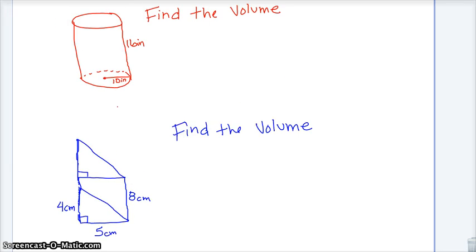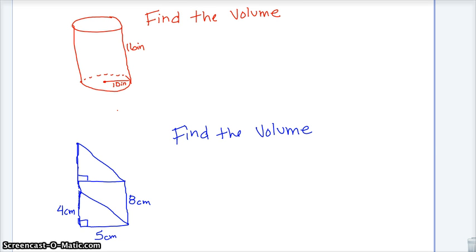Look at these wonderfully drawn prisms and cylinders. Let's first take a look at the cylinder. I'm given a cylinder with a base radius of 10 and a height of 16. My volume formula is the area of the base times the height. I remember that my area formula for a circle is pi times the radius squared times the height. So plugging in what I know, my radius is 10, so pi times 10 squared times the height, which is 16. And now I just need to simplify.